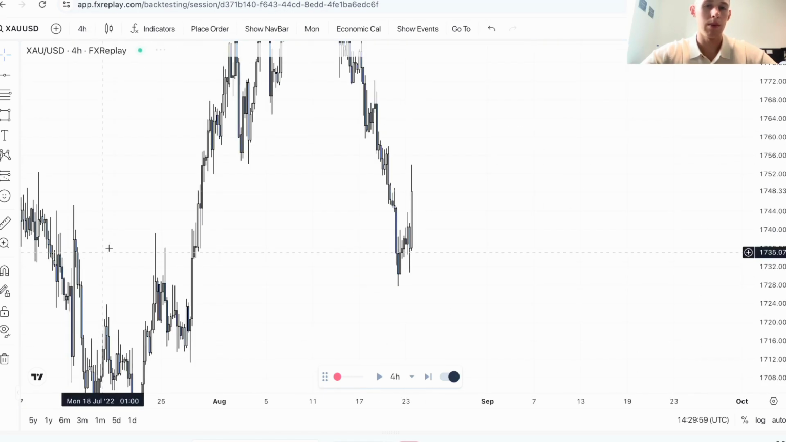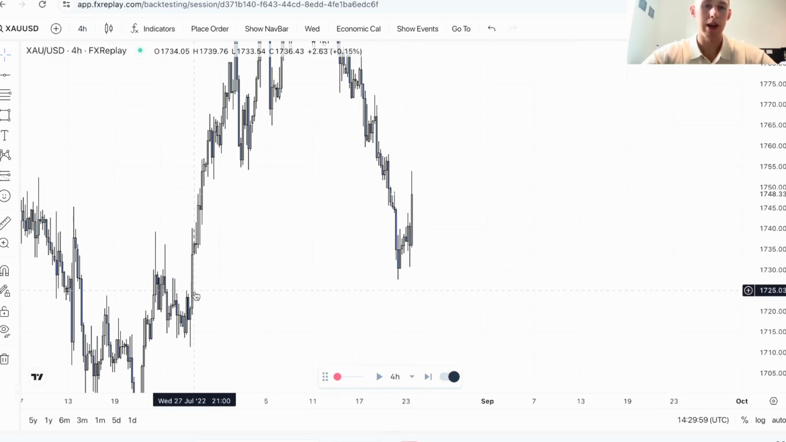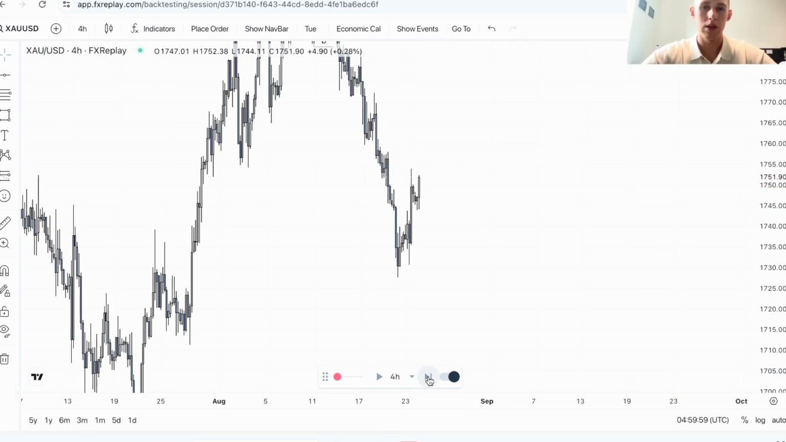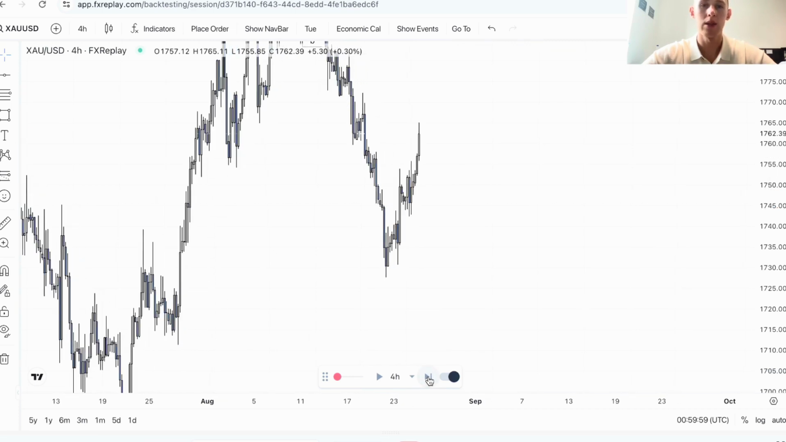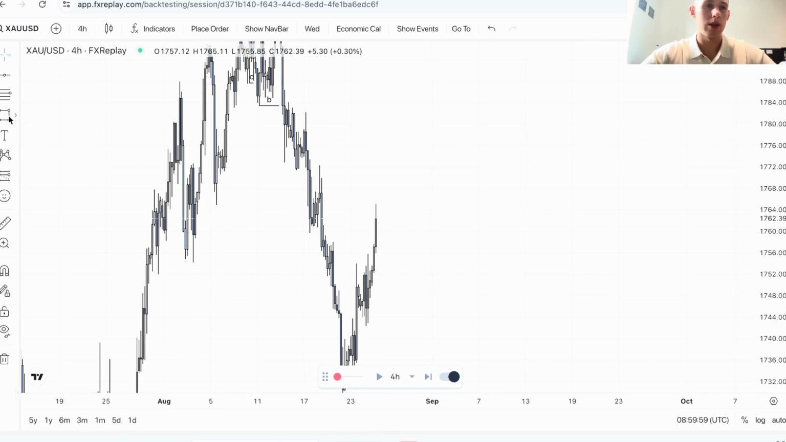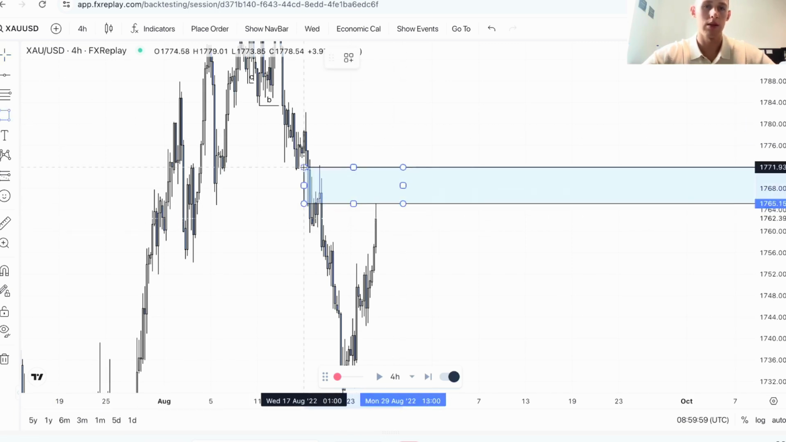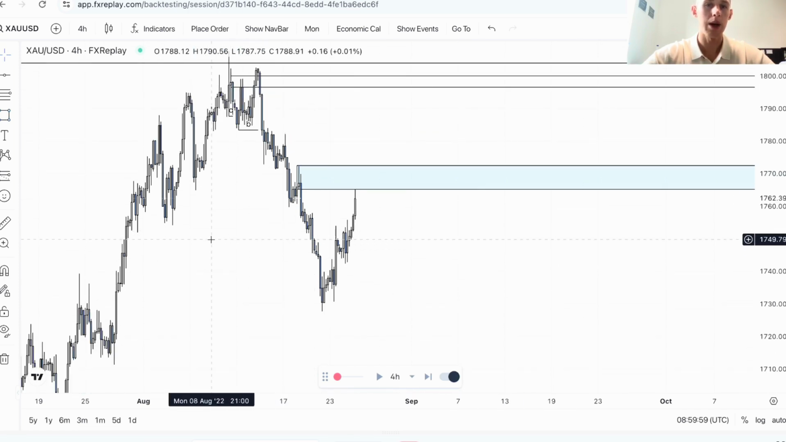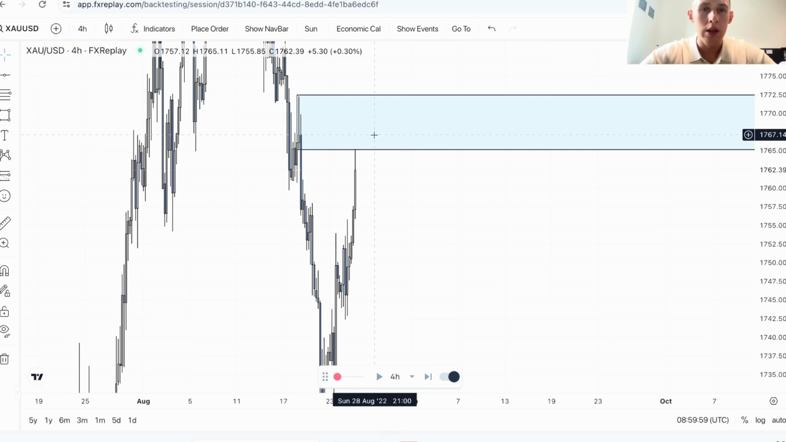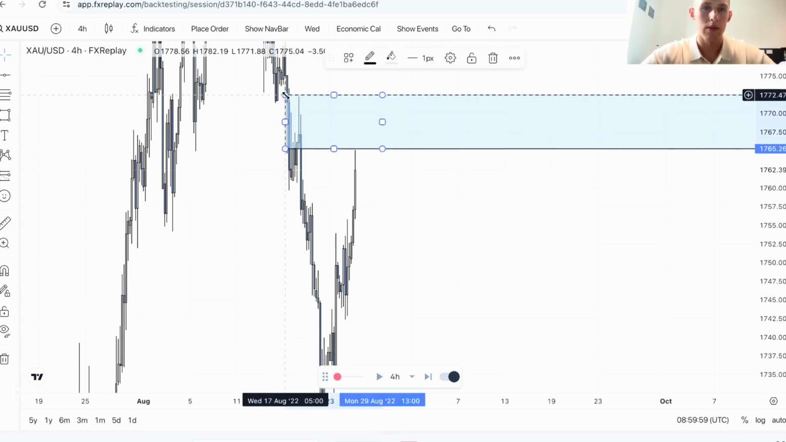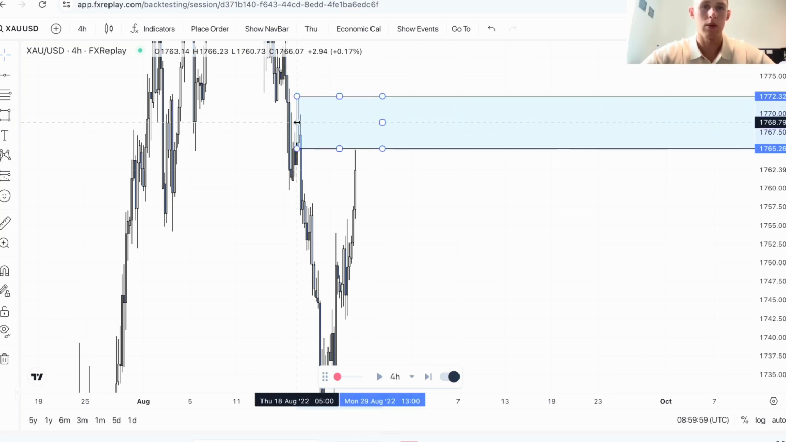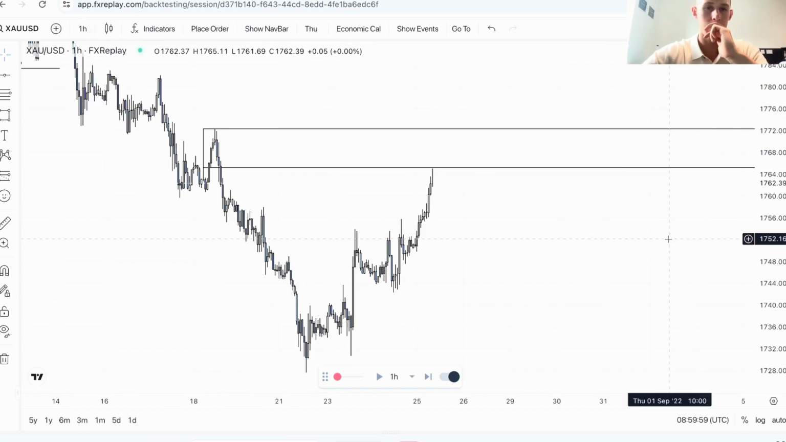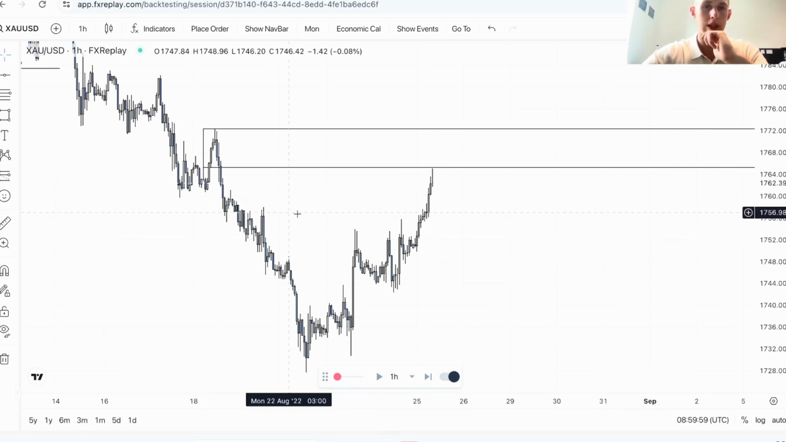I wouldn't really want to buy from here though. Look, it's just like a random area. Price was overall bearish, so yeah, not the best setup in my opinion. What I would look for instead would be, now that we've had a pullback into this zone, I would look for some sells. So all of this got taken out.